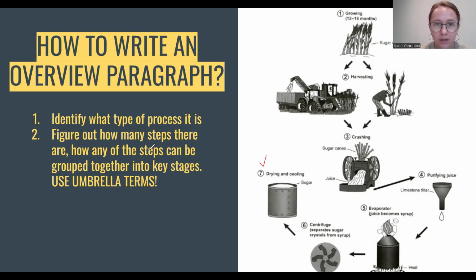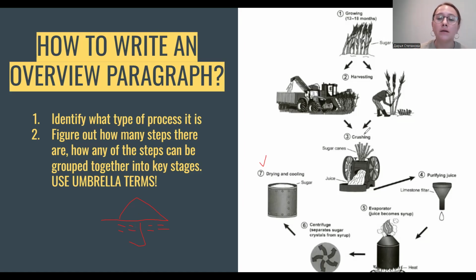So you combine the first steps into one key stage and you name it farming. This is going to be an umbrella term, because if we draw an umbrella, this is going to be your key stage and the way you name it, and it will include steps of your process.